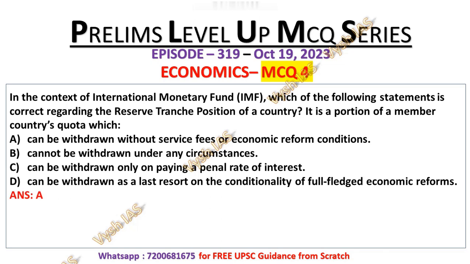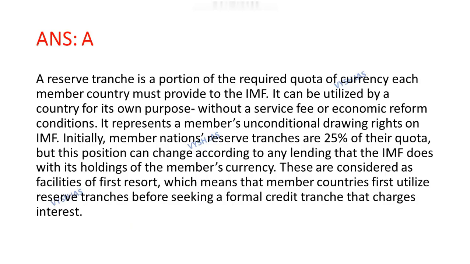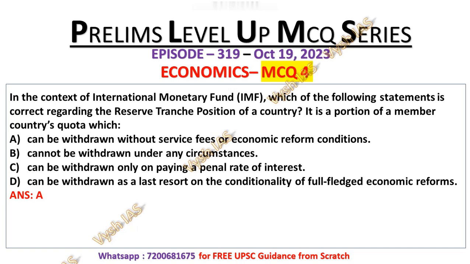Its correct answer will be option number A, that is, it is a portion of a member country's quota which can be withdrawn without service fees or economic reform condition. Now, let's look at the explanation. A reserve tranche is a portion of the required quota of currency each member country must provide to the IMF. It can be utilized by a country for its own purpose without a service fee or economic reform condition, that is option number A. Okay, I hope you get that.